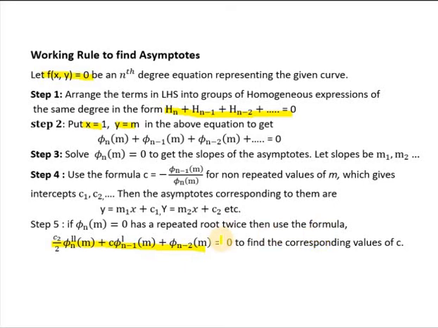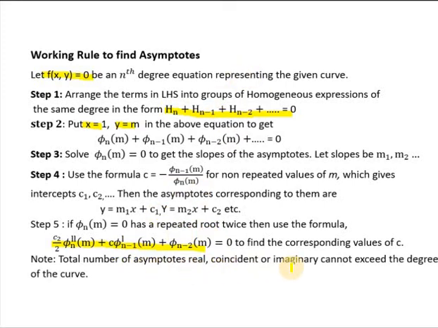See, the total number of asymptotes will be equal to the degree of the curve, so it never exceeds the degree of the curve. Then we will take a few problems and work them out according to these steps.